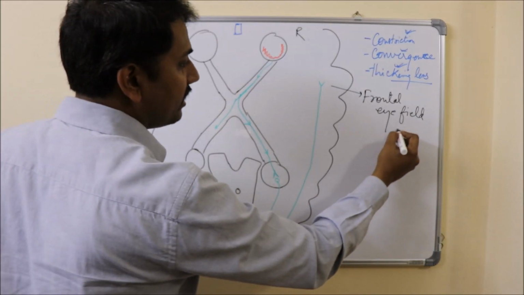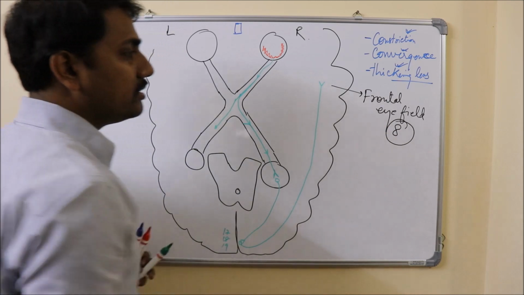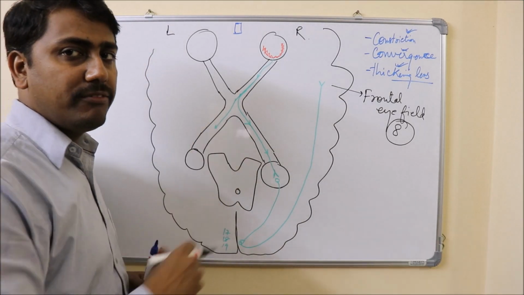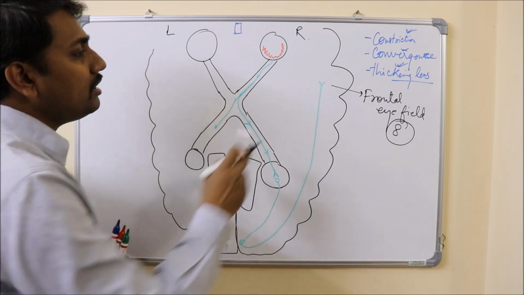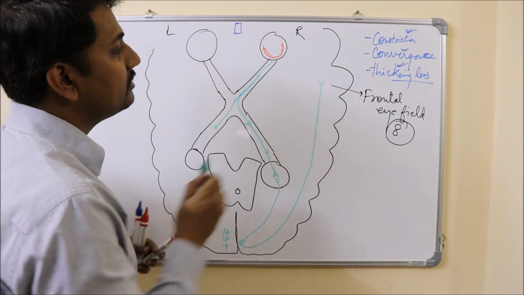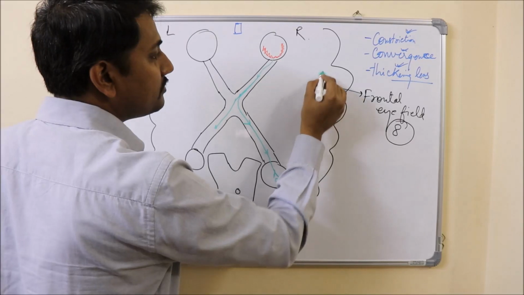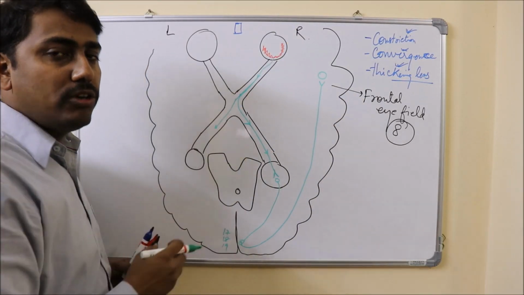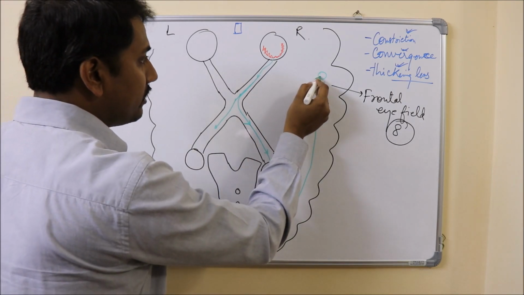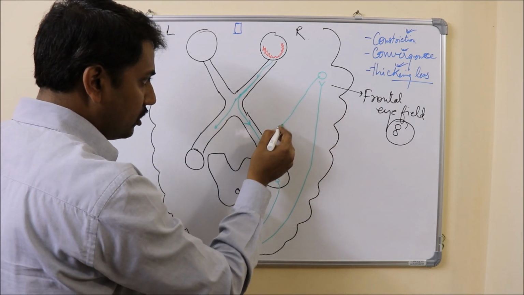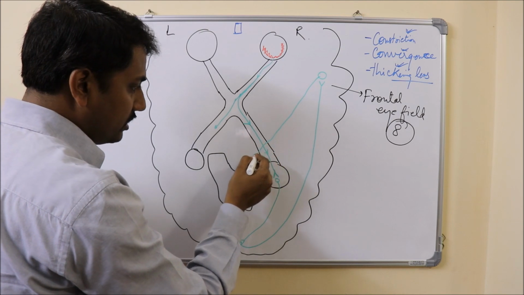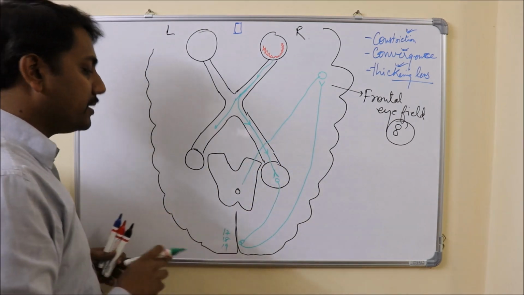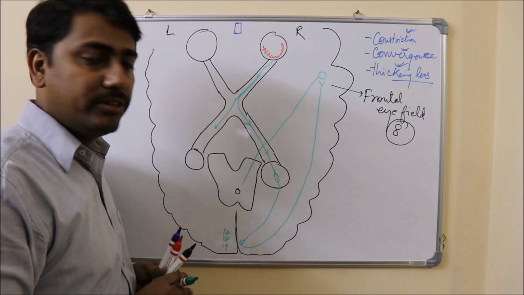Having Brodmann's area number 8. This frontal eye field is present in the posterior part of the middle frontal gyrus. From the frontal eye field, the descending fibers, that is the corticonuclear fibers, will relay or project towards the midbrain into a nucleus complex in the midbrain known as the oculomotor nuclear complex.